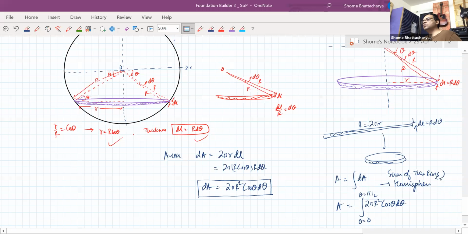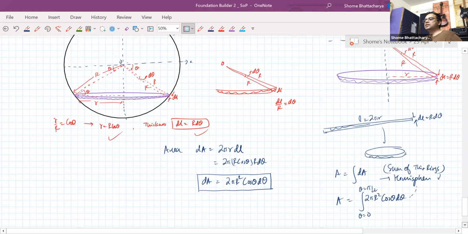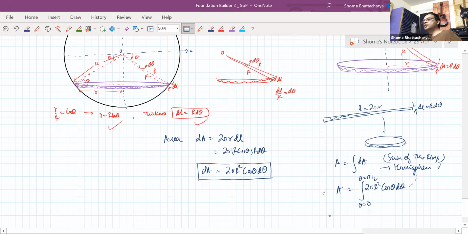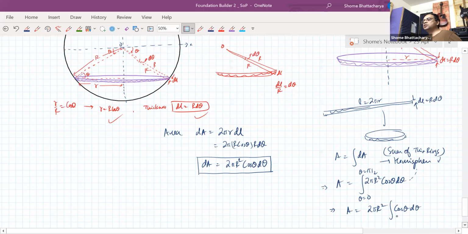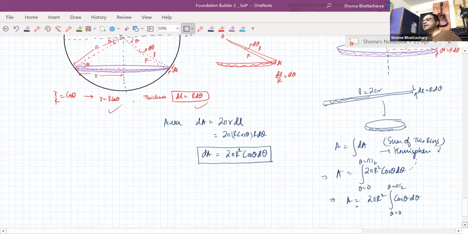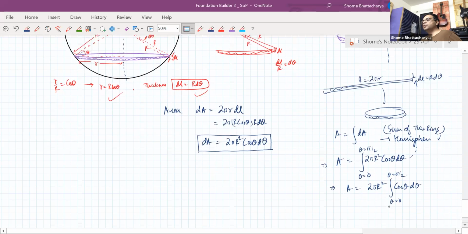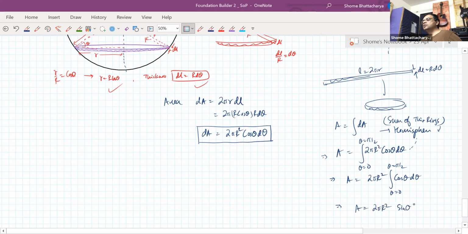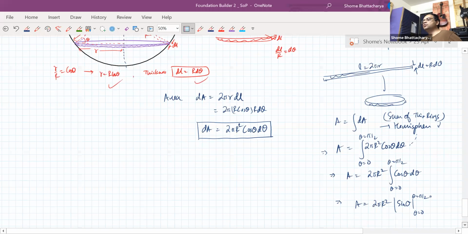All the thin rings going from theta equal to 0 to theta equal to pi by 2 will give me this integral. I'll come back to center of mass, but this is just how to calculate the surface area of a hemisphere or a sphere using integration. Now you know the antiderivative of cos theta is sine theta. So you'll simply get 2 pi r square into sine theta, with limits from theta equal to 0 to theta equal to pi by 2. The upper limit is sine pi by 2, which is 1.